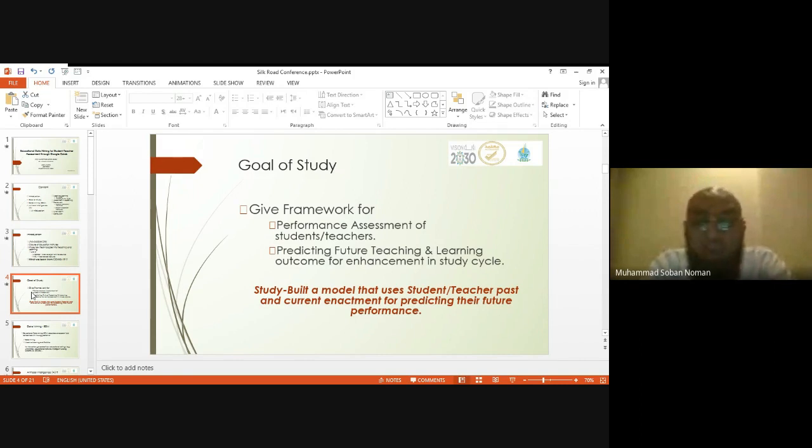So ultimately, it is on the board that we build a model that uses students' past and current performance for predicting their future performance. Of course, we have to do some of our work from the past experiences of the students and the teachers.